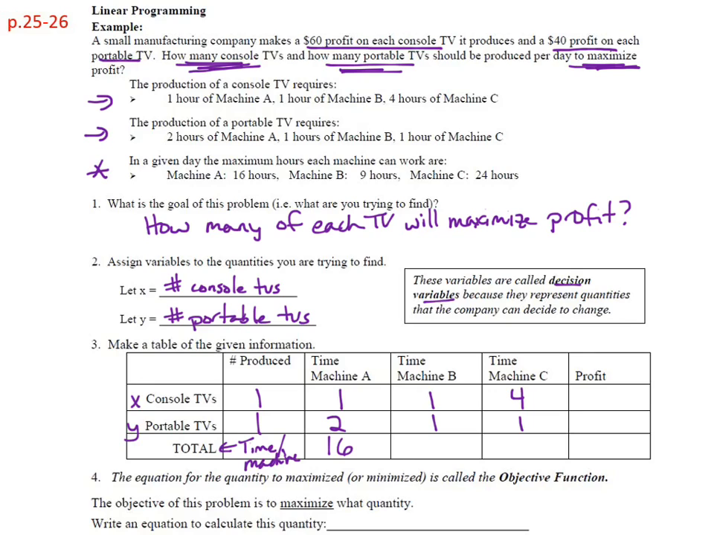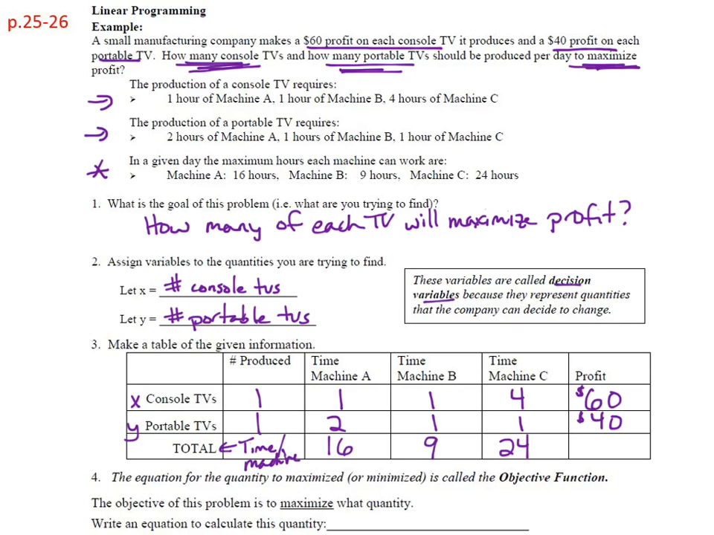Machine B was limited to 9 hours, and machine C was limited to 24 hours. And then our profit, going back to the very first part of the problem, we can see that we make a $60 profit on each of those console TVs. And then we make a $40 profit on each of the portable TVs. So we're talking about money there. Okay?